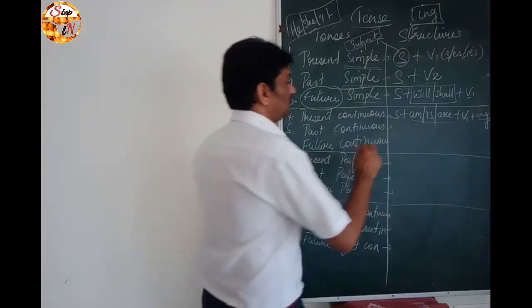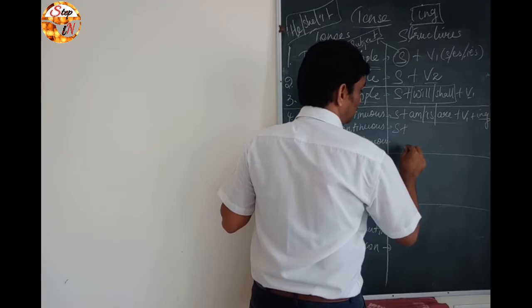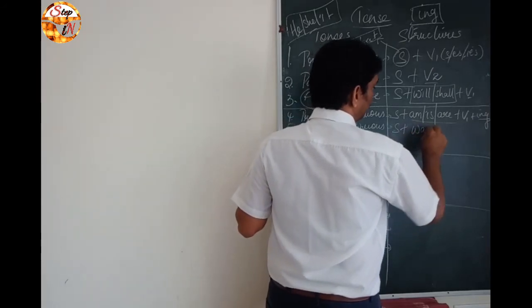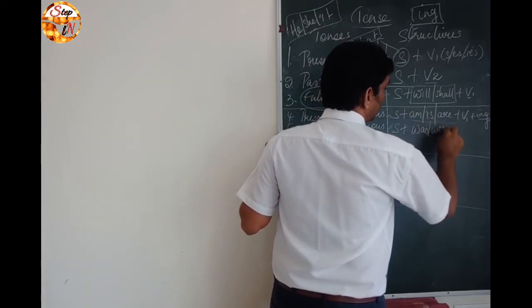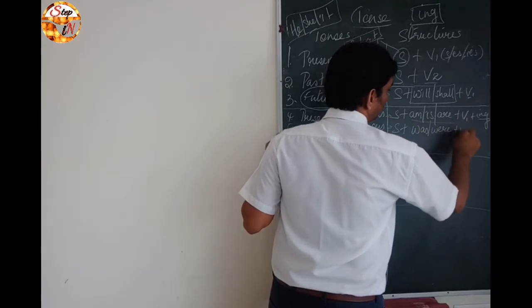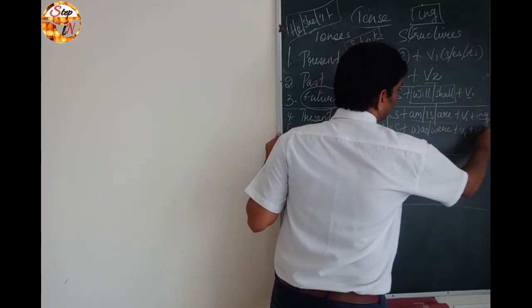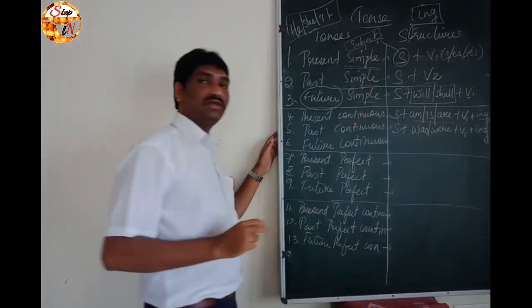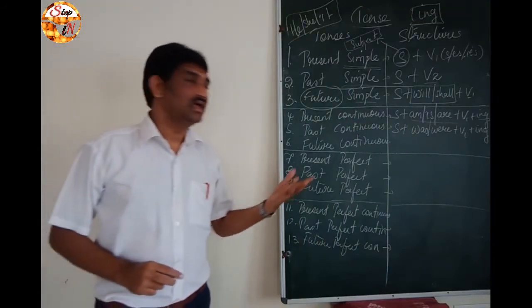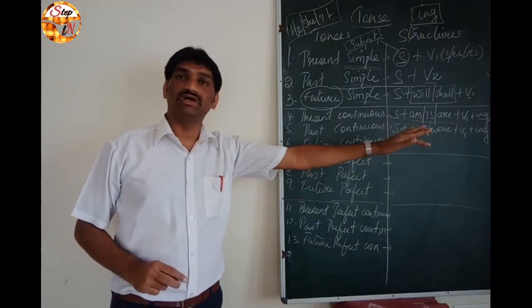Same with past continuous tense: again we have subject plus the be form verbs, was and were. Either one will be used according to the person used, singular or plural. Based on that, we will be using was and were.